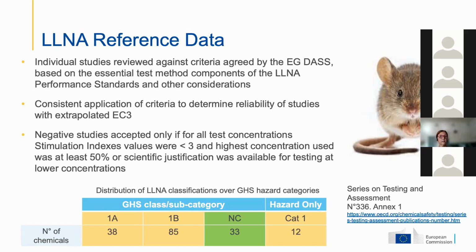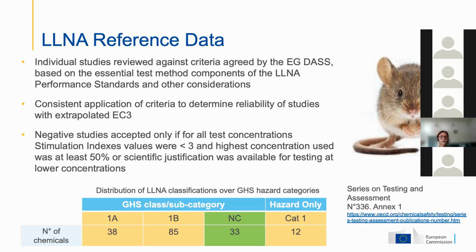Furthermore, the expert group developed criteria and applied them consistently to all the LLNA studies with an estimated concentration 3 outside the measured dose range, the so-called extrapolated EC3, to make sure that the estimated EC3 was sufficiently reliable to be used for the purposes of potency subcategorization.